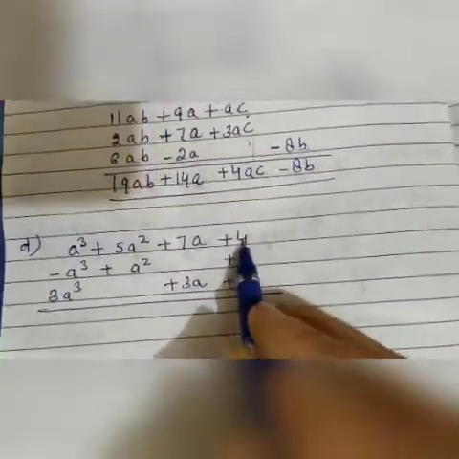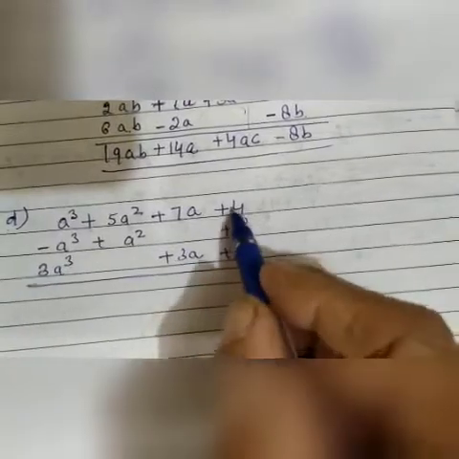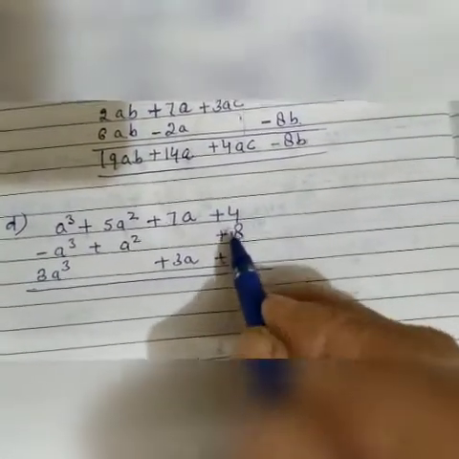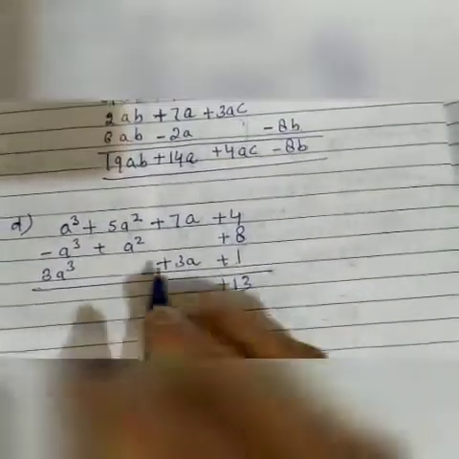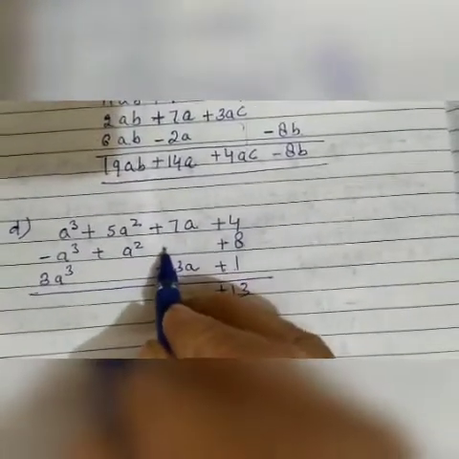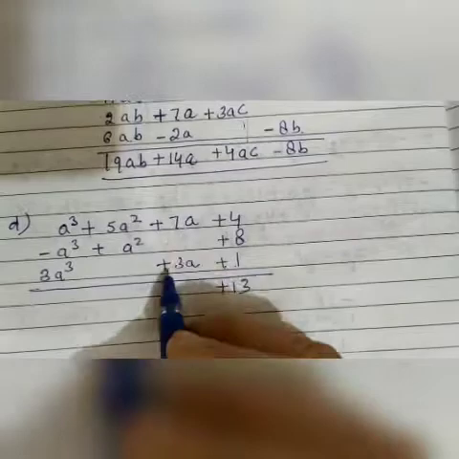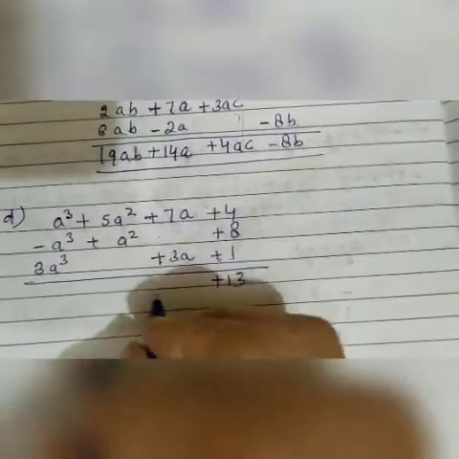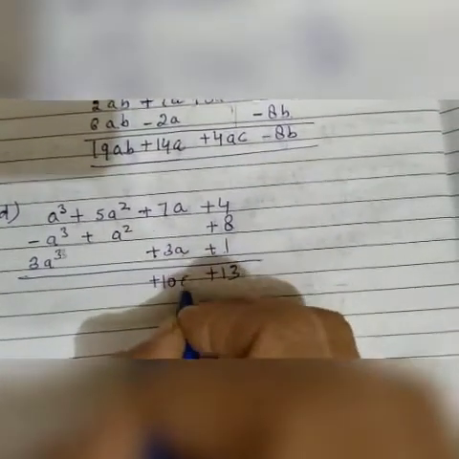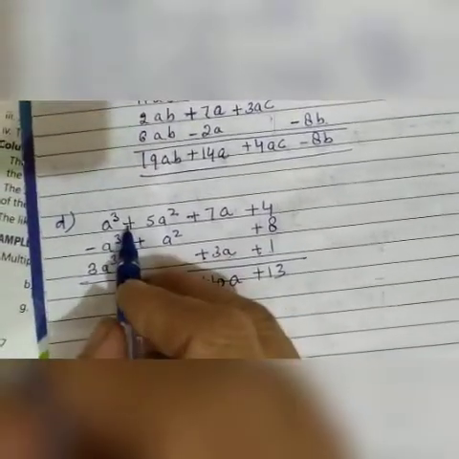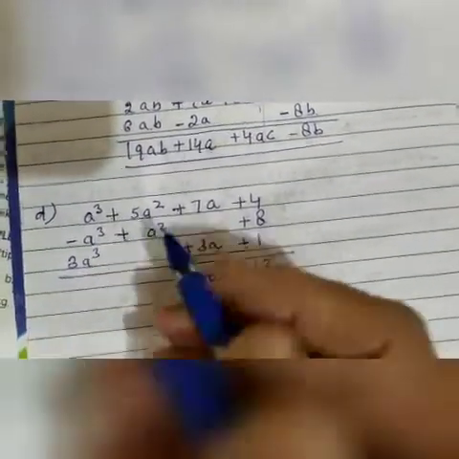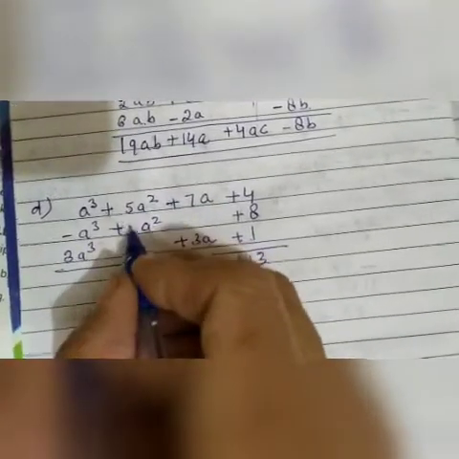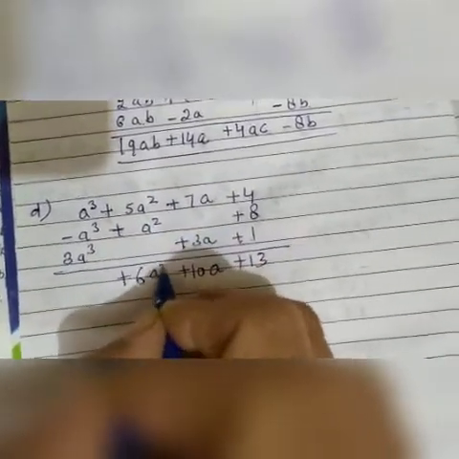So this is plus 4 plus 8 plus 1. All three are positive. We will add 4 plus 8, 12. 12 plus 1, 13. Here this space is empty, so we will take plus 7A plus 3A. Both are plus sign, we will add 7 plus 3, 10, so plus 10A. Then plus 5A square plus 1A square. Both are plus, so again we add 5 and 1, 6A square.